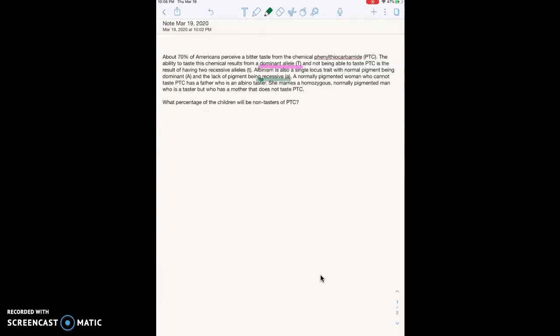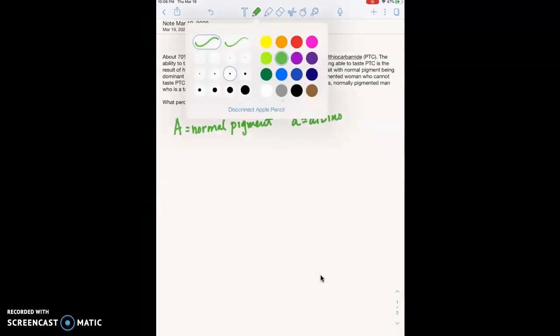Okay, so what I'm going to do is I'm going to write the information down. So I have big A is normal pigment, and little a is albino. Sorry, I think I'll write darker.